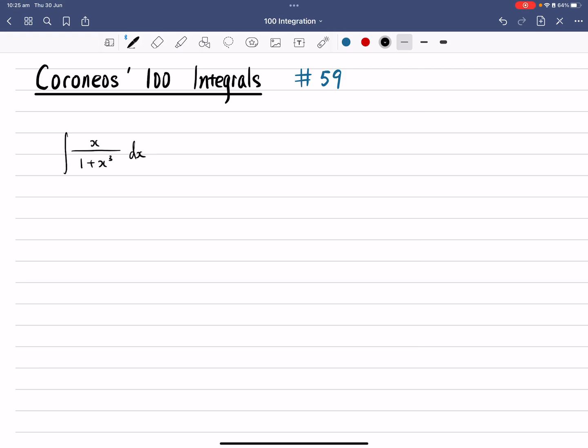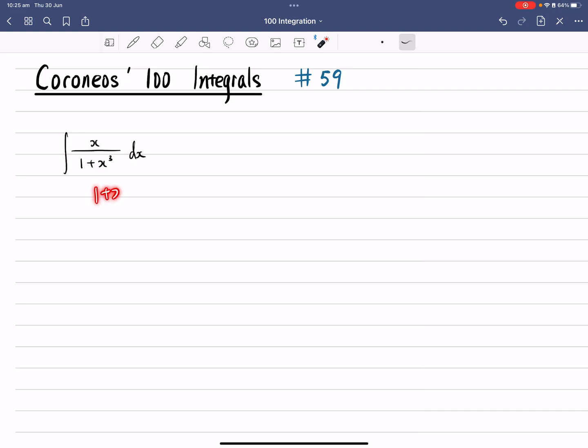Okay, Coroneos 100 integrals, number 59. This time we need to integrate x over 1 plus x to the power 3. Now this is a pretty hard question, because the derivative of the denominator is 3x squared, but we only have x on the top, so we can't really use the reverse chain rule.